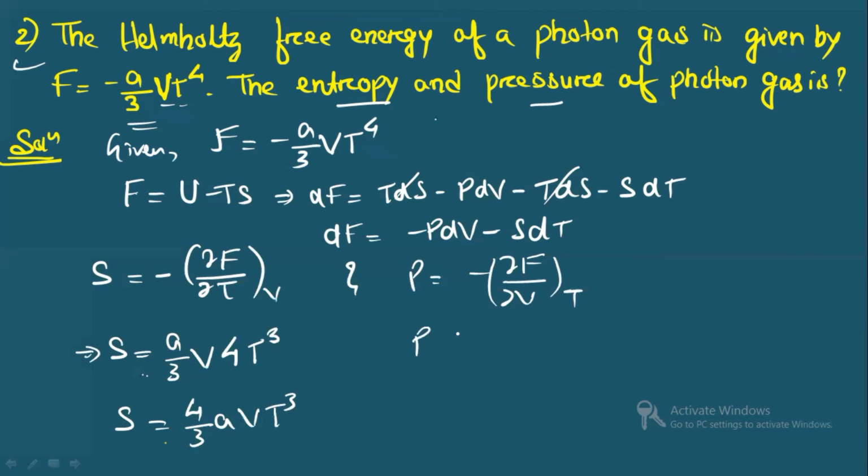And similarly, P can be written as negative, negative is positive, A by 3 T to the power 4, it is constant. And del by del V of V is 1. So this is the pressure. Clear? This is the entropy, and this is the pressure of the photon gas.